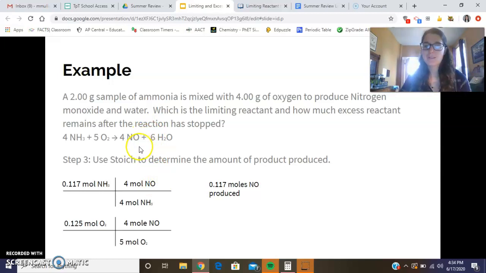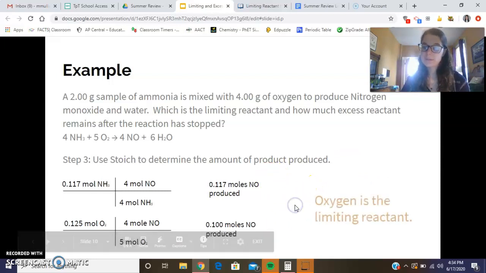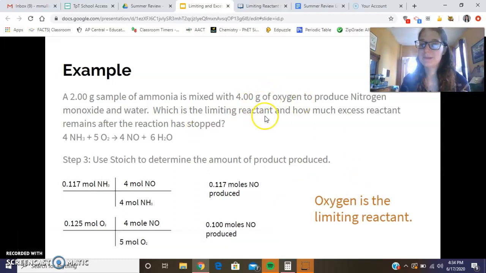If I compared nitrogen monoxide to water, that wouldn't really make sense because they're not a 1-to-1 molar ratio. So when I do this math, I find out that I produce 0.1 moles of nitrogen monoxide. Based on this, 0.1 is less than 0.117, so oxygen is my limiting reactant. That's the first part of the question, what's the limiting reactant?